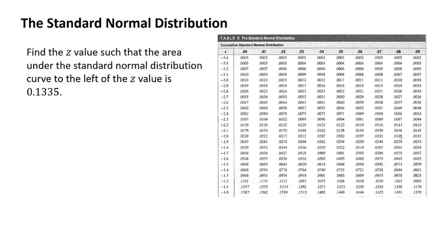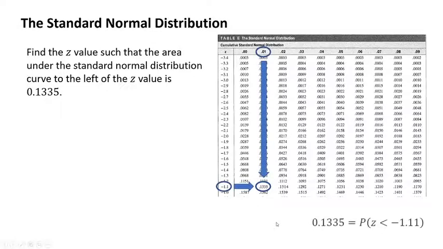0.1335. These are too small, these are too small. 0.1335. Oh, it's right here. So it's this section at this point. What point is that? That's negative 1.11. So at that point, for a z-value of negative 1.11, you have this portion of the normal distribution at that threshold or to the left.